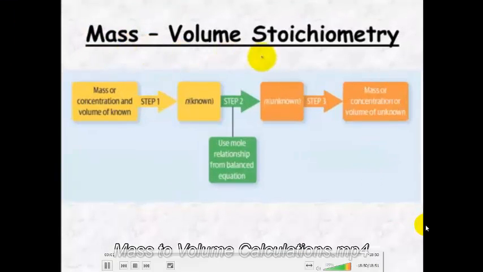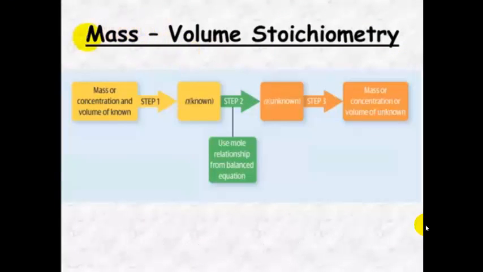Mass to volume stoichiometry. This is exactly what it suggests. If you know the mass of one of the reactants or the products, you can work out the volume of one of the other products. So if you know the mass or the concentration and volume of the known, you can work out the number of moles of the known with C equals n on V. Or of course, if you know the mass, it's just n equals m on M.